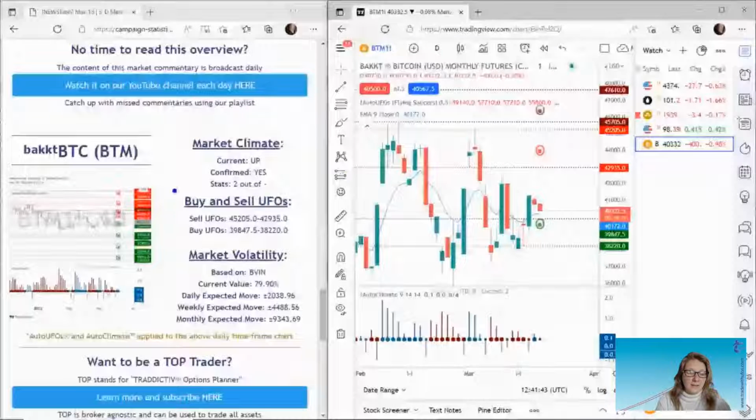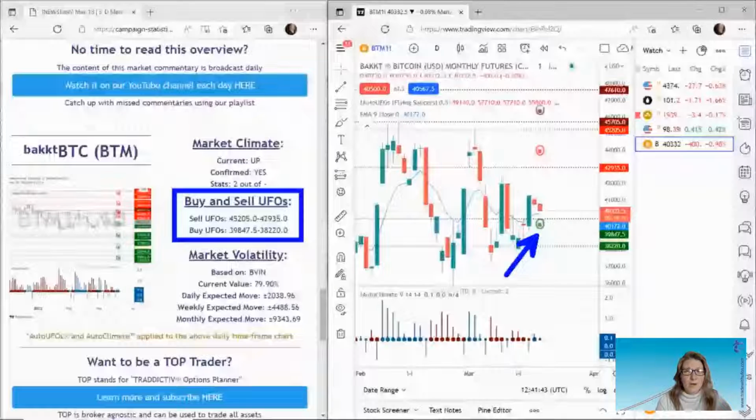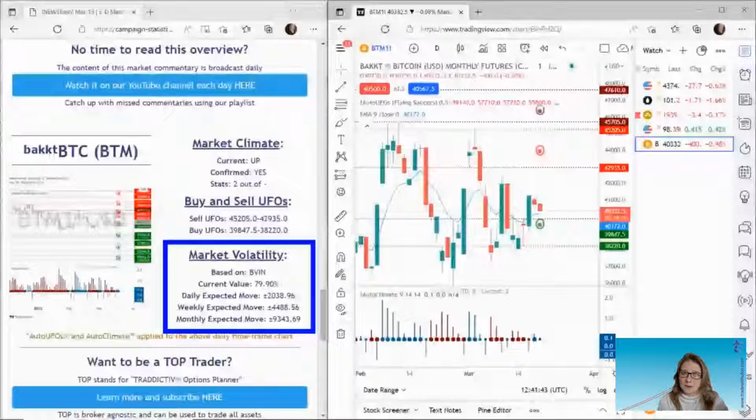Then we looked at buy and sell UFOs, where we had buyers that could push price up, where we had sellers that can push price down, and where they are relative to current price. And then we looked at market volatility, which is how quickly we expect the markets to move or how far we expect them to move within these given periods of time.